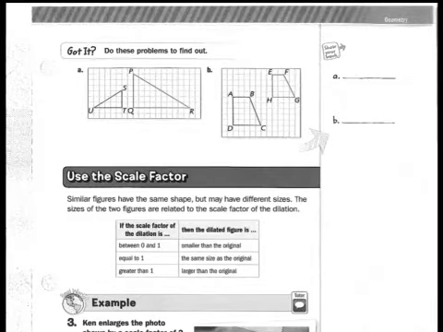Now if you want to, right here, you could try A and B on your own and pause the video, and then I'll show you how to do it. So if you want to try them on your own at this point, pause the video, and then I'm going to go ahead and show you how to do these two.